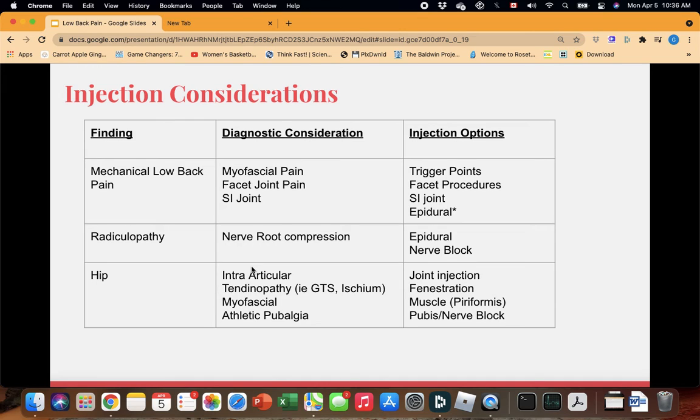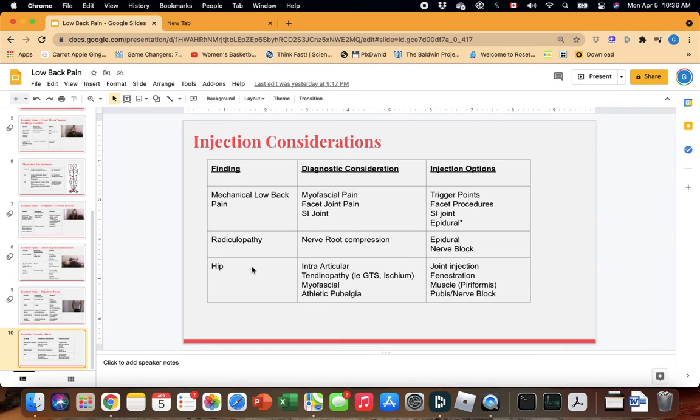In people that have gluteal pain, if I think it's coming from the piriformis muscle itself without actually causing compression of the sciatic nerve, then I could potentially inject that under ultrasound. And then with athletic pubalgia, it's a bit esoteric about how to manage it, but certainly from an injection standpoint, you can inject the pubis or do an ilioinguinal nerve block, and that can sometimes be helpful for patients as well. So I'd be happy to take any questions, but thank you.